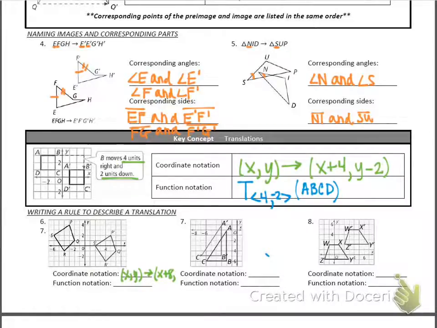And then this one looks like we went down. How many units down did we have to go? Melody says 3. David says 2. Now you guys are going to make me count. 1, 2. Okay, so Y minus 2, parentheses. That's your coordinate notation.